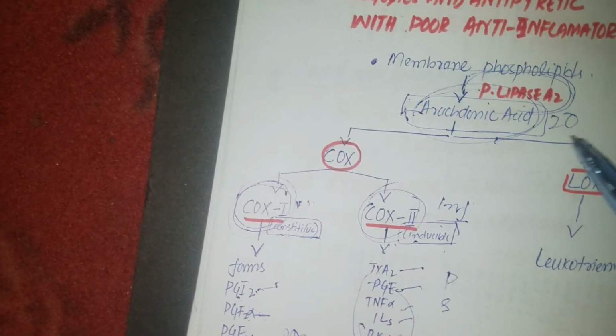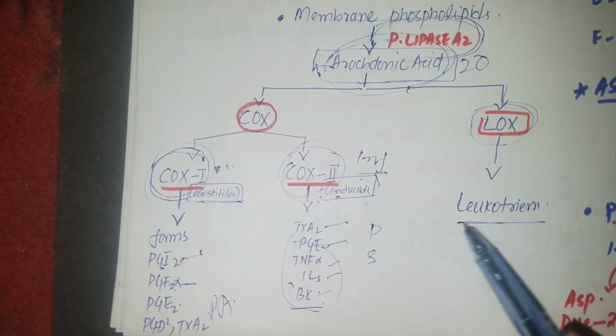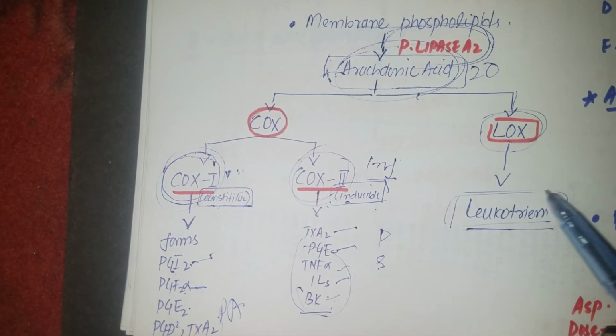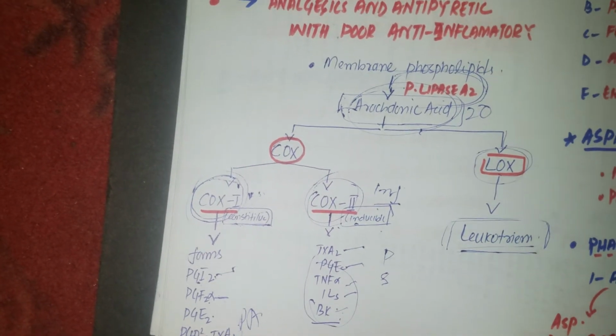Now, when arachidonic acid goes through the lipooxygenase pathway, it forms the leukotrienes, which have a main role in asthma, and which will be discussed in the next lectures.